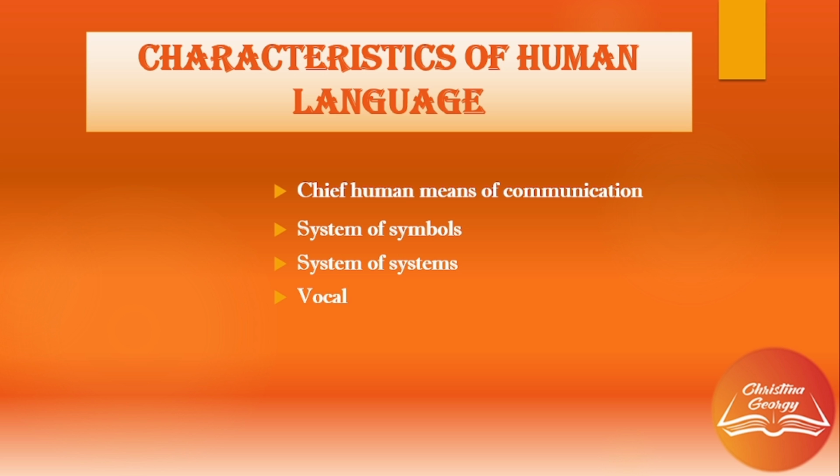Moving on to the next characteristic, which is arbitrary. There is no logical relationship between a word and what it stands for. For example, the same object is called by different words in different languages. A dog is called a dog in English and hund in German, kutta in Hindi and patti in Malayalam. If the relationship were not arbitrary, probably there would have been only one language in the world.